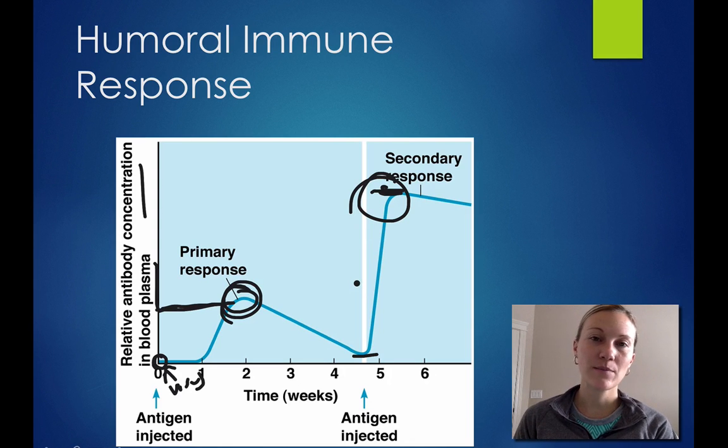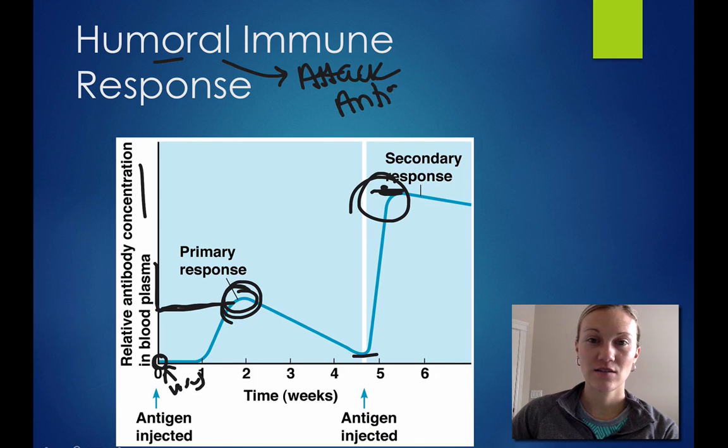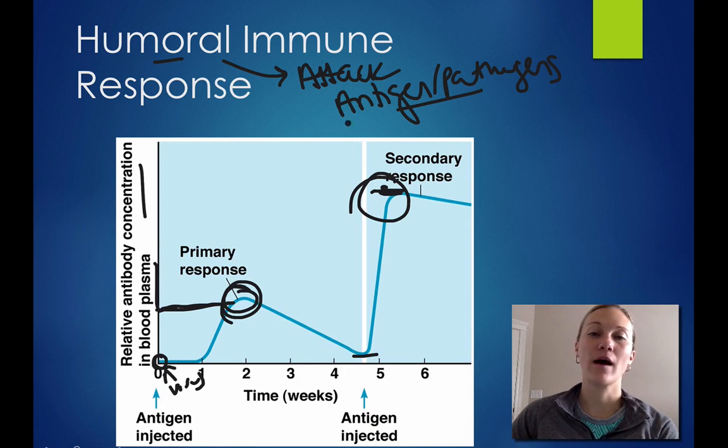So basically the big takeaways I think for the humoral response is to remember that the humoral response is going to attack antigens or pathogens. That is a big deal. Okay, it's going to occur in the body fluids or in the humor. That's different from cell-mediated immunity, because cell-mediated immunity is going to attack infected cells. So cells that are already infected by the pathogen, it attacks those. So that's the major takeaway, and I hope you found that helpful.